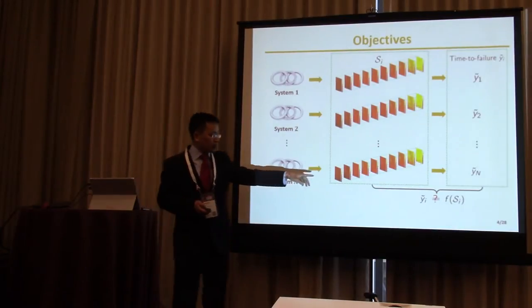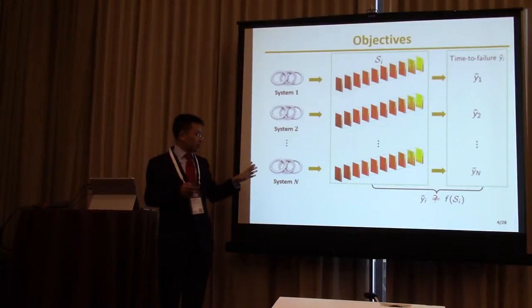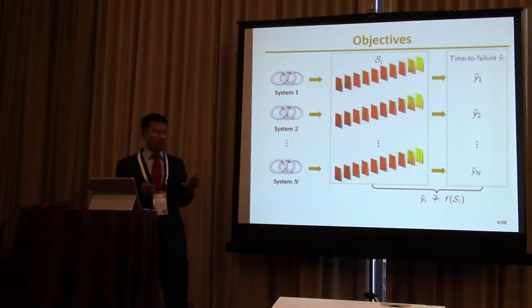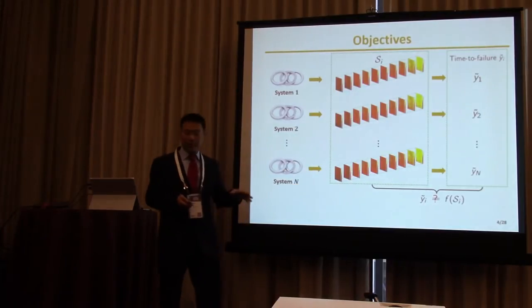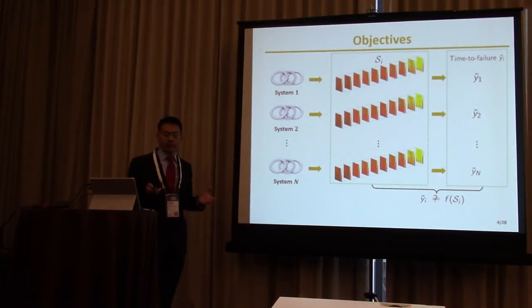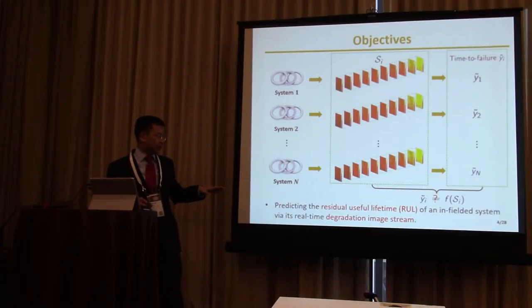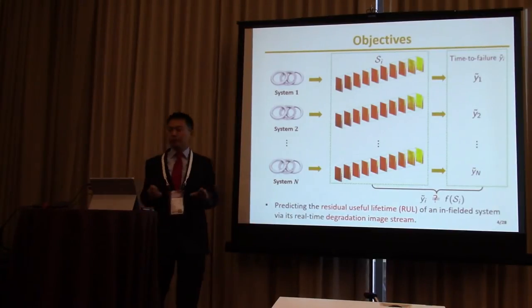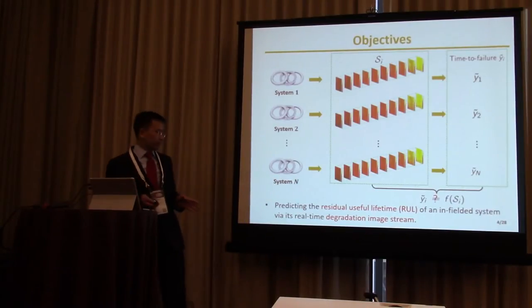After finding this relationship, we can monitor running systems to get their in-time degradation image streams so that we can predict when the system is going to fail. So the objective of this talk is to use the real-time degradation image stream to predict the residual useful lifetime of our system.